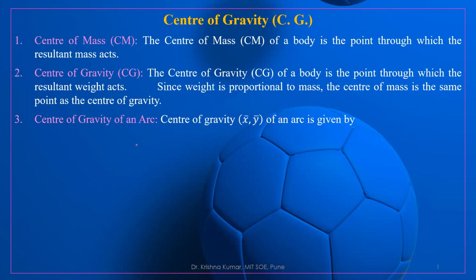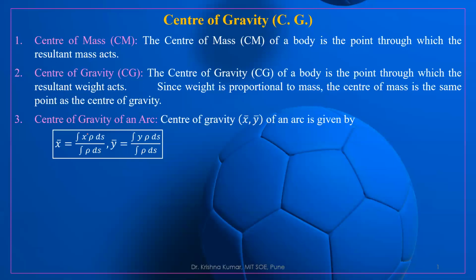The center of gravity (x bar, y bar) of an arc is given by x bar equal to the integration of x rho ds divided by the integration of rho ds. Now, rho ds is the resultant weight or resultant mass. x is the x coordinate, and similarly y is the y coordinate. So x bar is the integration of x rho ds divided by the integration of rho ds, and y bar is the integration of y rho ds divided by the integration of rho ds.